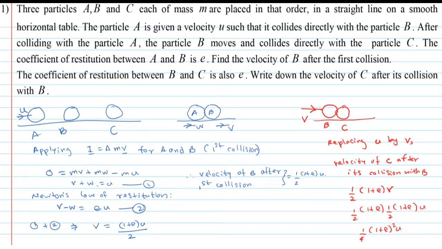Let's discuss the marks. 5 marks given for this equation. 5 marks given for this equation. And 5 marks given for this velocity v. And 5 marks given for this step, and the last 5 marks given for the final answer.